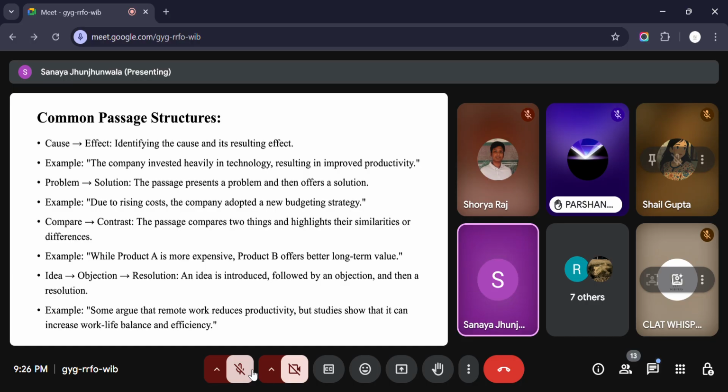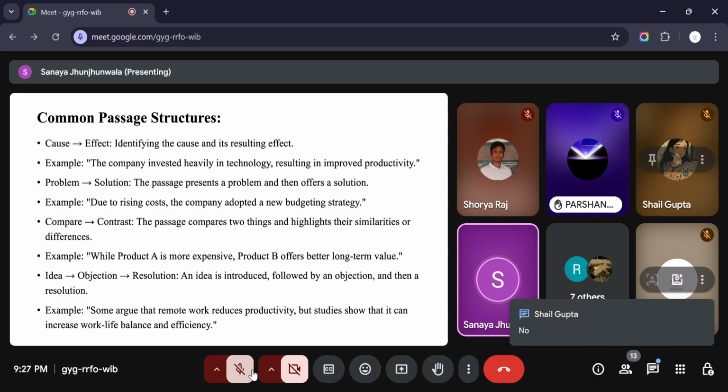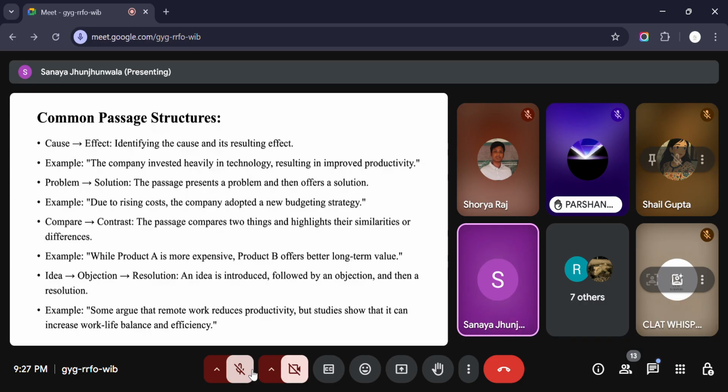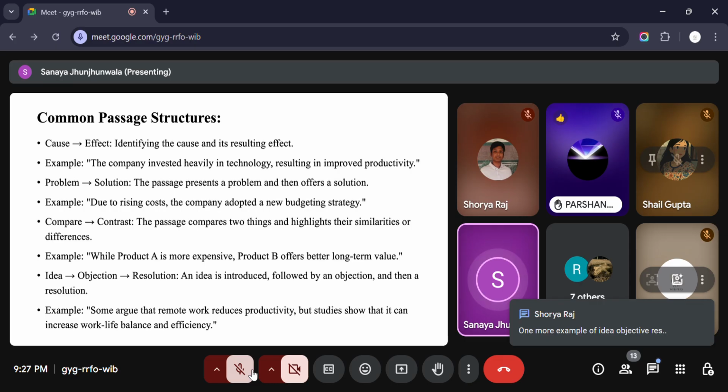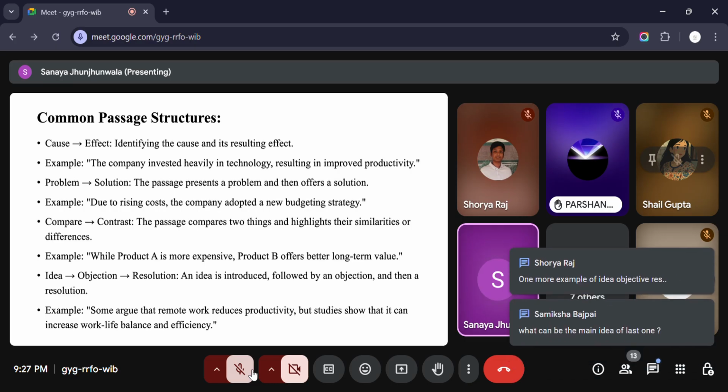Okay. Any doubts over here? You guys have issues with these kind of passages where you have trouble coming up with solutions or identifying the main idea or the main objective? It's okay. Please speak up. One.